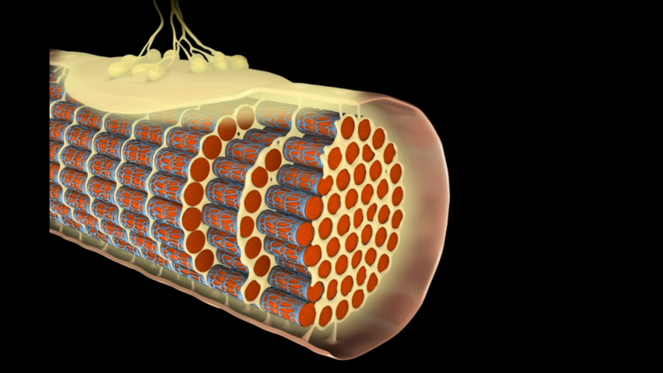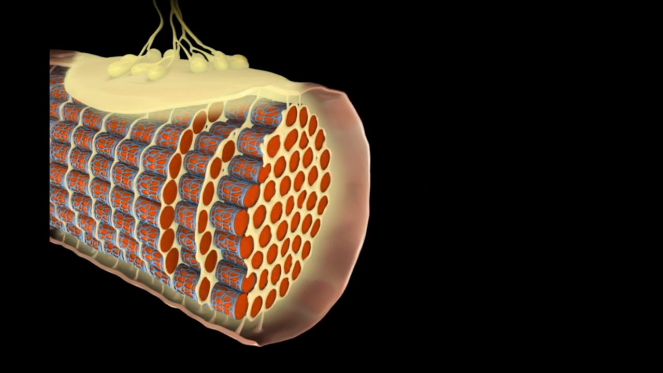Cross-bridge cycling is the sequence of events where the myosin of the thick filaments pulls on actin, which slides the thin filaments toward the center of the sarcomere and results in the shortening of the sarcomere. Multiplied over all the sarcomeres in the myofibrils, this results in muscle contraction.